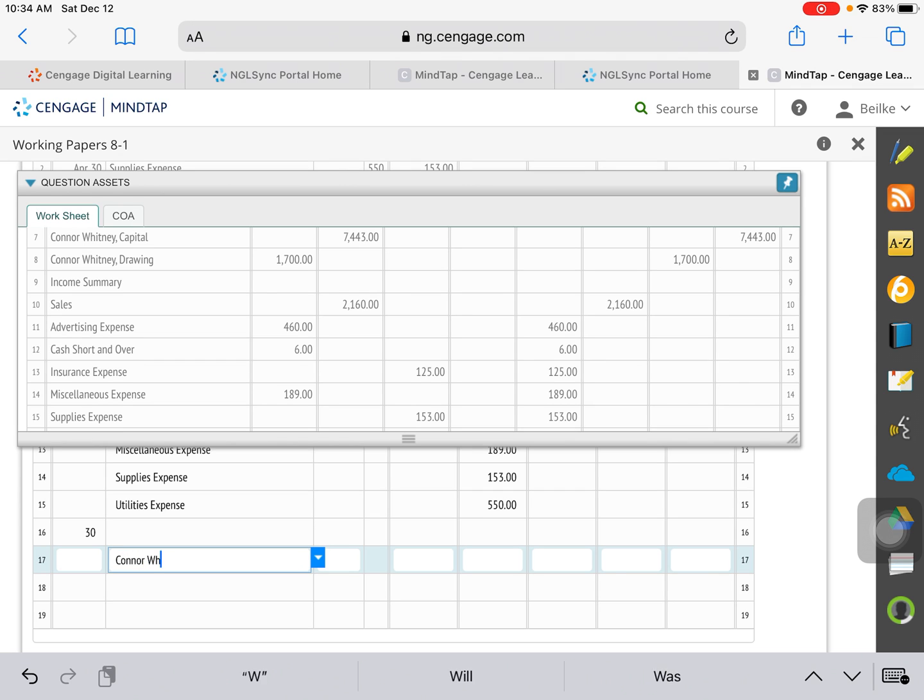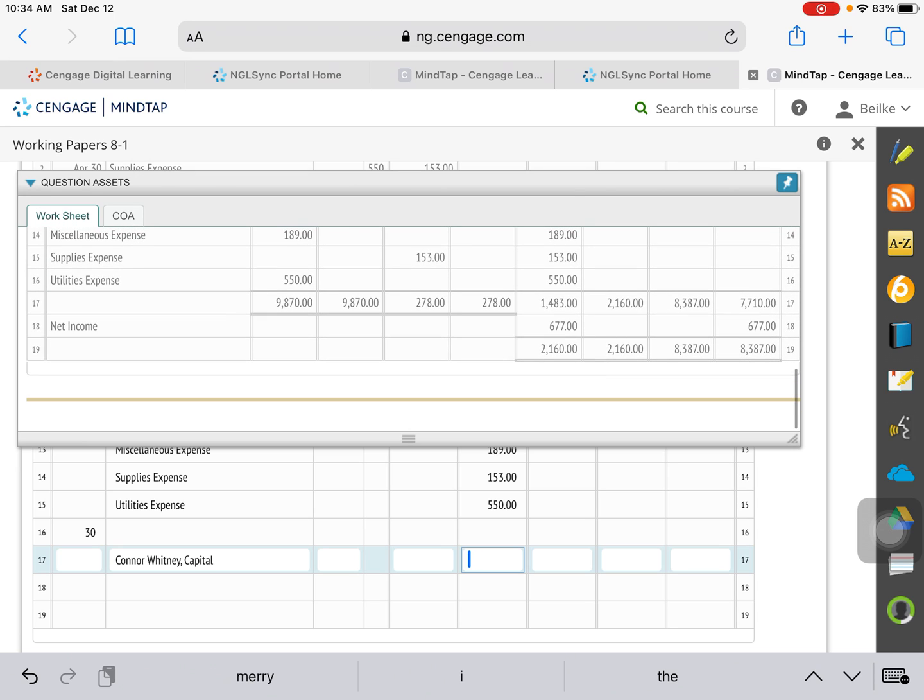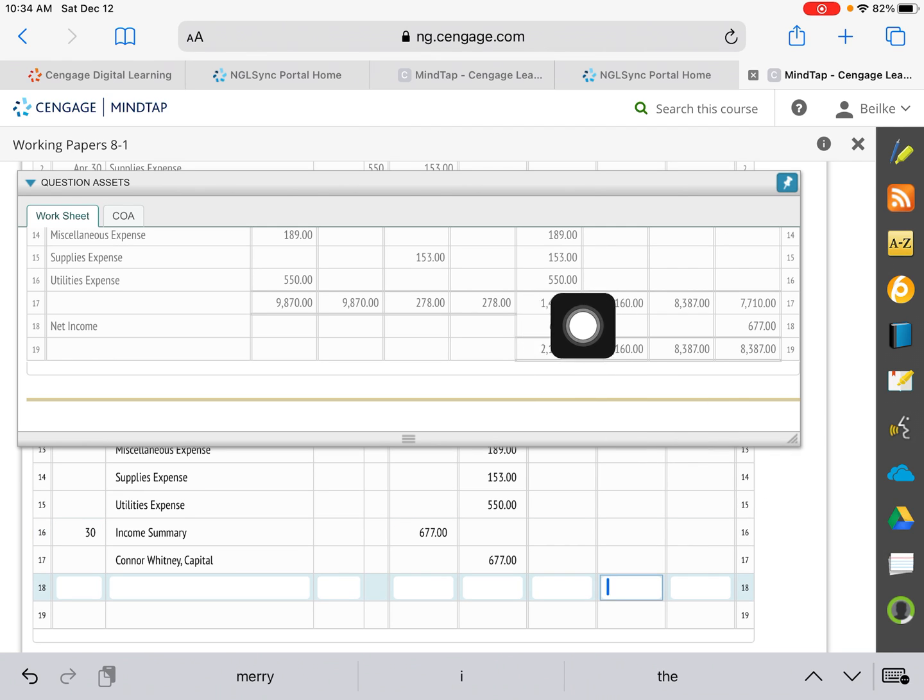So it's Connor, Whitney, capital. Okay. It's a net income, so we're going to increase it by $677. The account that we're taking that $677 out of is income summary. Because remember, with our first two transactions in our closing entries, we put our revenue and our expenses into our income summary. And now we're taking the amount out of our income summary and putting it into our capital. And the amount is $677. It is the amount of our net income.